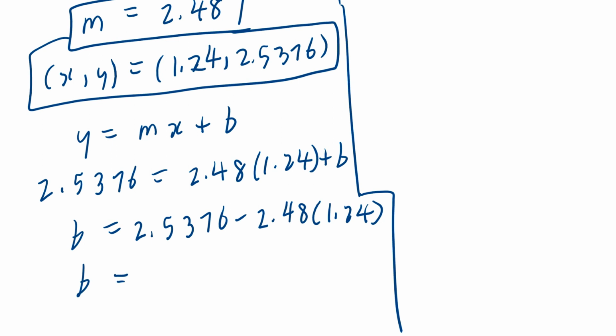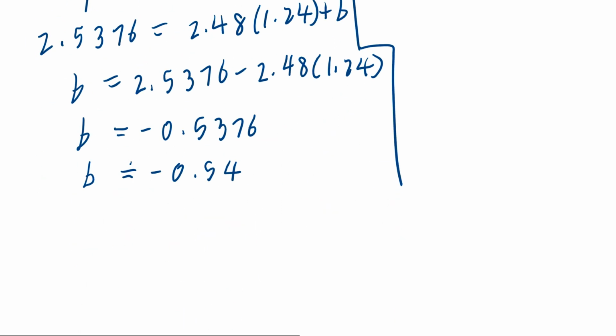So I take my calculator. I take 2.5376 minus 2.48 times 1.24. And that's going to be approximately negative 0.5376. Now again, I am going to round to two decimals. So this is going to be negative 0.54.